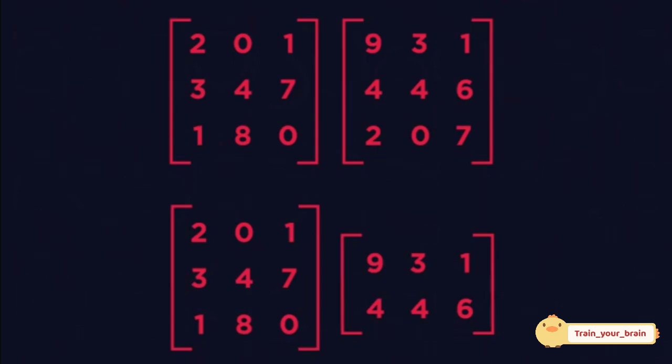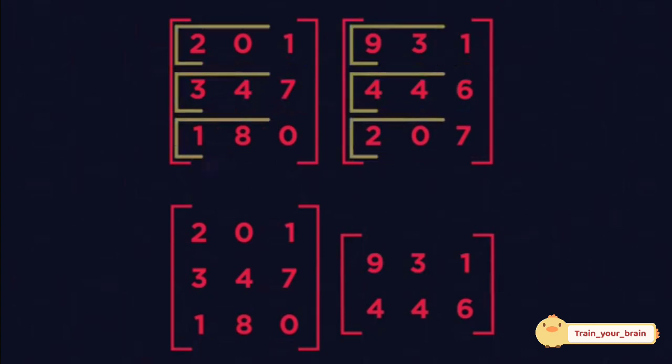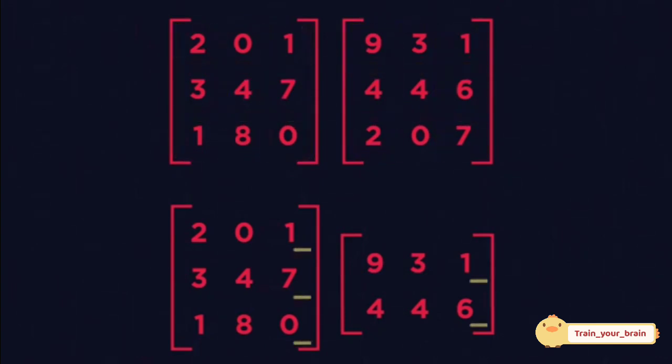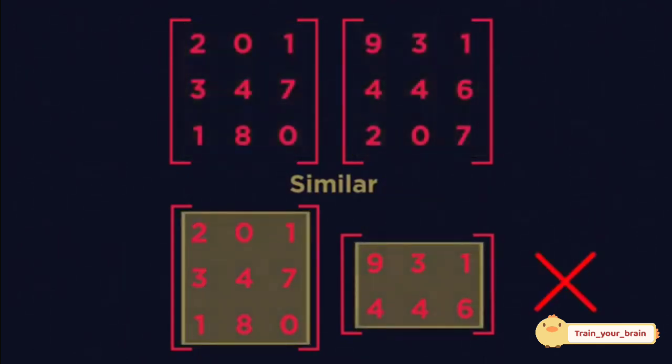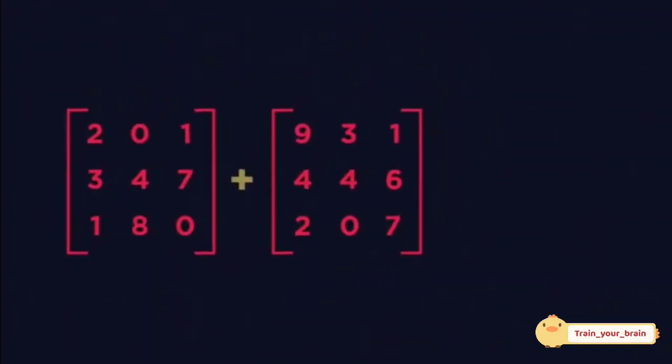The first one is made up of two similar ones, which means that they have the same number of rows and columns, while the second one isn't. A very important thing to understand is that in order to add up two matrices, they must be similar. Therefore, we can add up the first pair, but not the second. After we have made sure that the two have the same dimensions, we can then proceed with the actual addition, which is a simple and straightforward process.